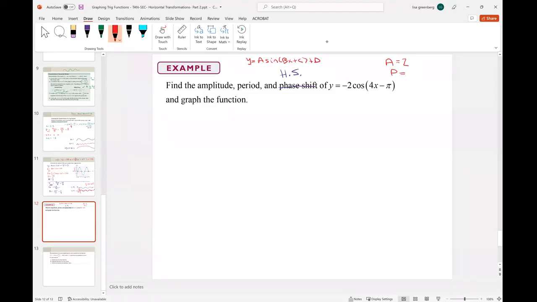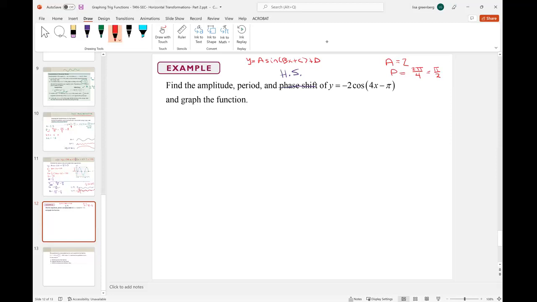P is not equal to B. They're related, right? P is going to equal 2 pi over 4, which is pi over 2. See the difference? 2 pi over B, and that's B. So you can't get those mixed up. I know it happens all the time.